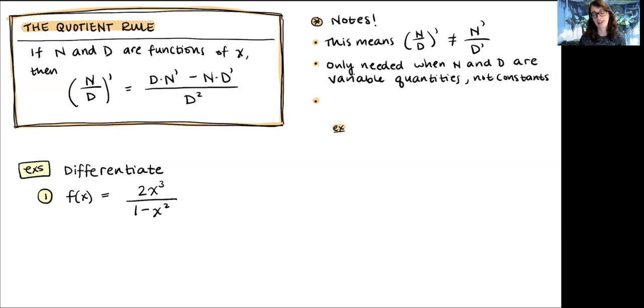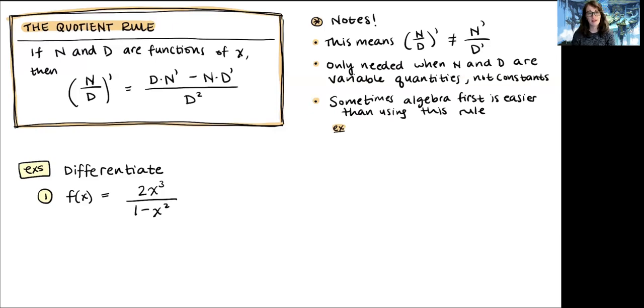If the numerator is a constant and we have variable stuff in the bottom, we will actually learn another rule that will work in more cases. So we'll talk about that then. The third thing to note is that sometimes algebra first is easier than using this rule. So if we have a quotient that we can simplify and get rid of the fact that it's a quotient by using algebra, then that's probably an easier way to go about the problem.